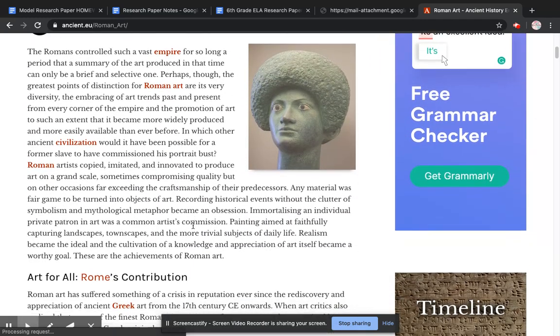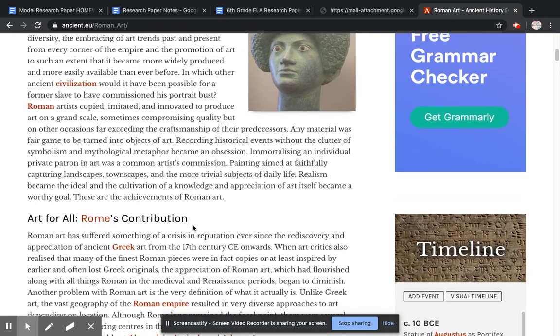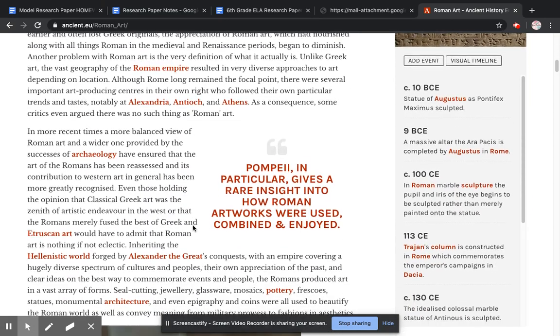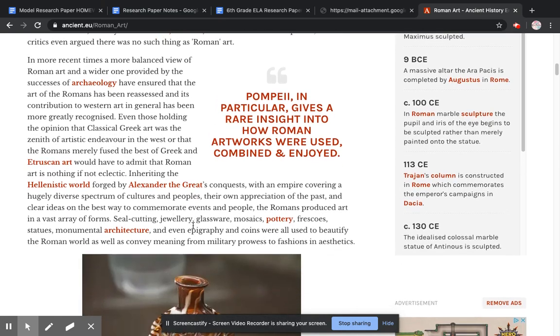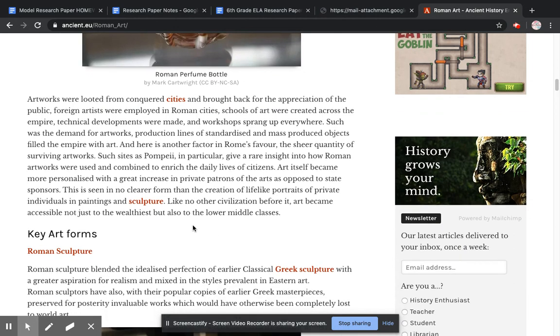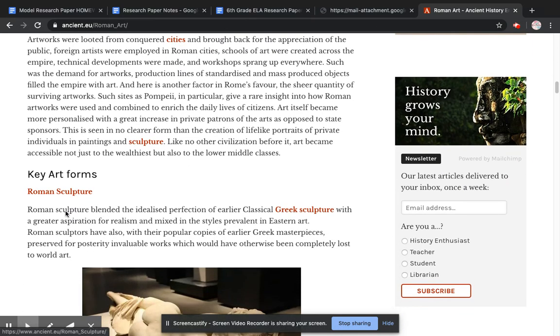All right. Then I'm going to go through here and find some things on the art that I want to do. I wanted to talk about the frescoes and the sculptures. Ooh, so I see Roman sculptures, key art forms. Perfect. So I think that this is going to be a really good source to use for my paper.